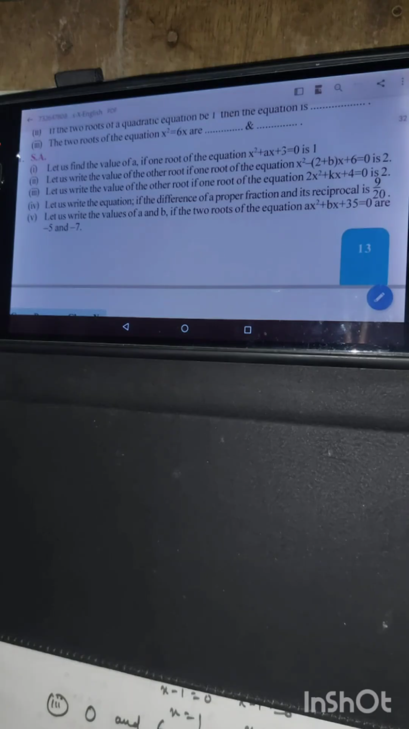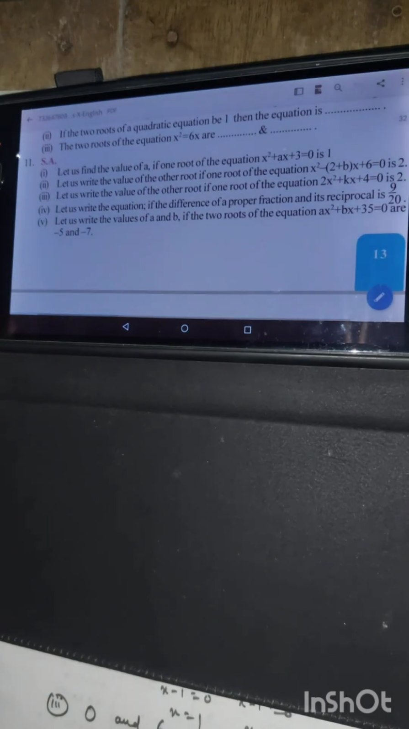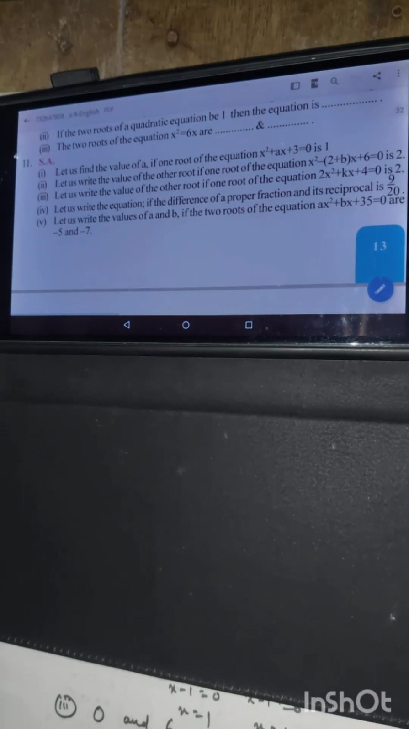Now let us proceed to question number 11. Roman 1. Let us find the value of a if one root of the equation x square plus ax plus 3 equal to 0 is 1.